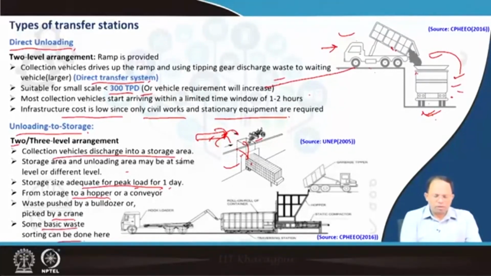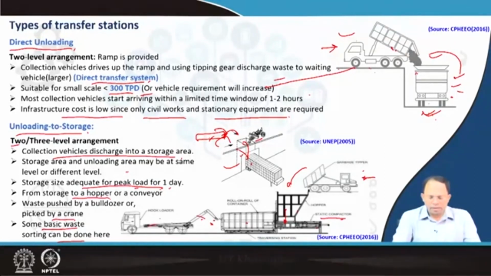Some basic waste sorting could be done in this particular collection system. As you can see over here, the garbage tipper has come. It puts the garbage into this particular hopper. The hopper is stopped, and then this is a static compactor where the garbage is compacted first. This hopper allows the waste to go down, it compacts it and then loads it into this particular container, which is eventually taken up by this hook loader.